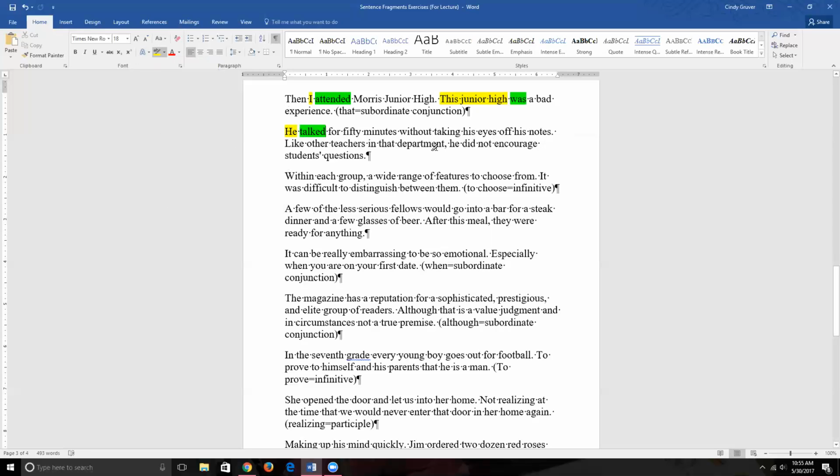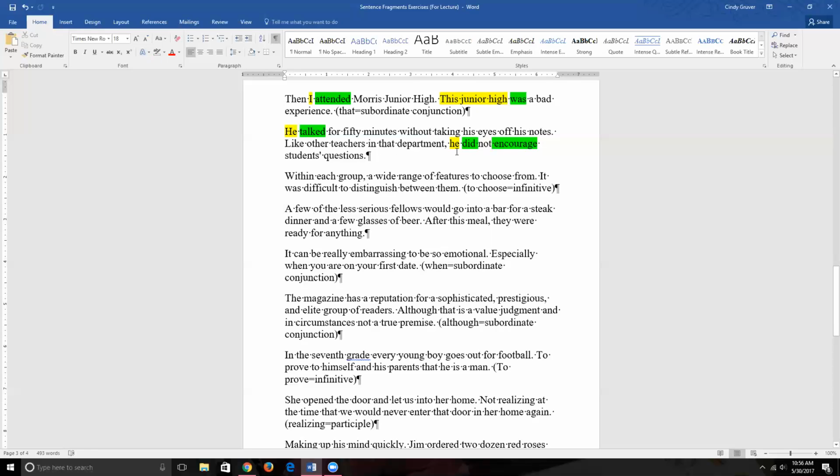Like other teachers in that department, he did not encourage students' questions. Okay, well, we do have a subject, he, and we have a verb, did not encourage. Actually, the word not is an adverb, and so I'm actually going to remove that. Let's see if it expresses a complete thought. Like other teachers in that department, he did not encourage students' questions. It does. So we actually have 2 sentences, so we don't have to make any changes.